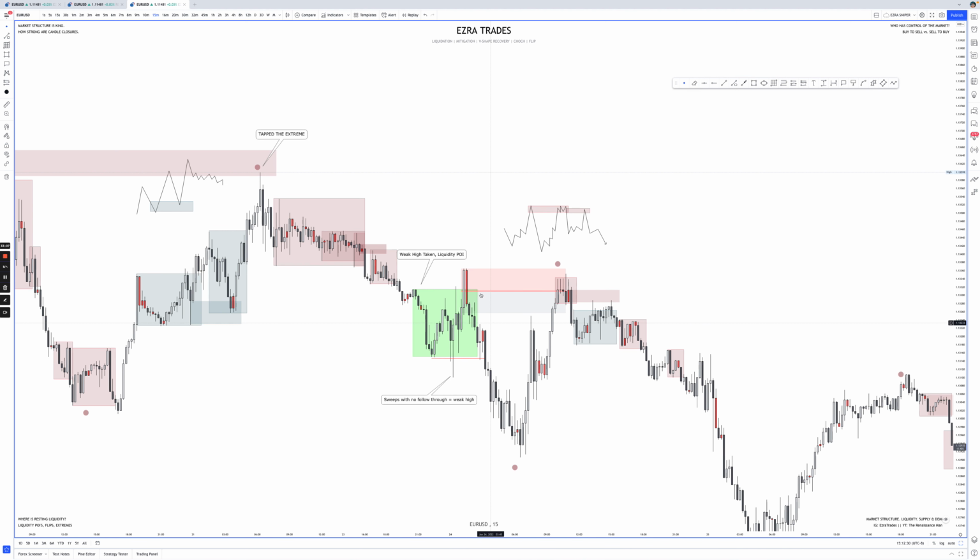So what do we have? We have an unmitigated sponsored candle. This provides a beautiful, perfect entry at the 50%. What do we have? We're forming a supply range in here. We break to the downside, right?